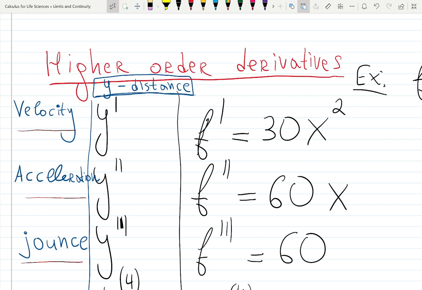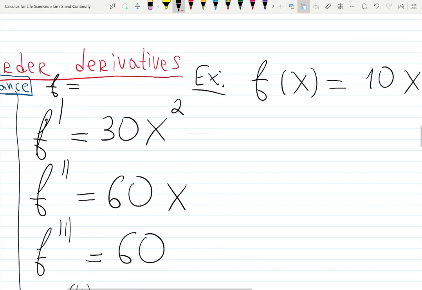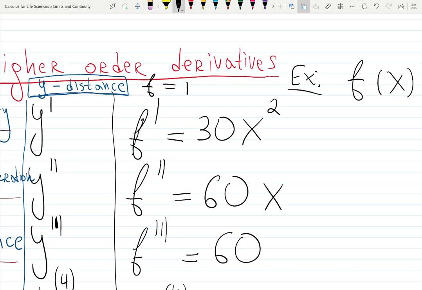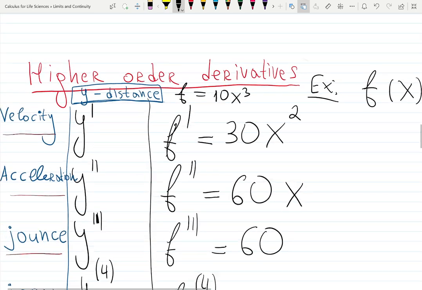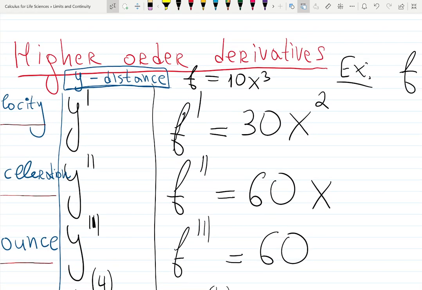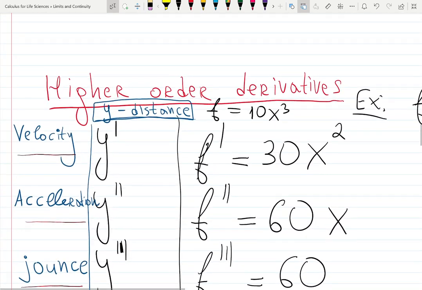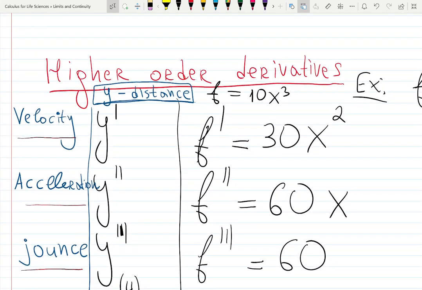That gives you my speed. For example, if the original function is 10x cubed, then the first derivative, which is speed, will be 30x squared, 10 times 3, x to the 2. Now, sometimes they ask me to differentiate a second time.